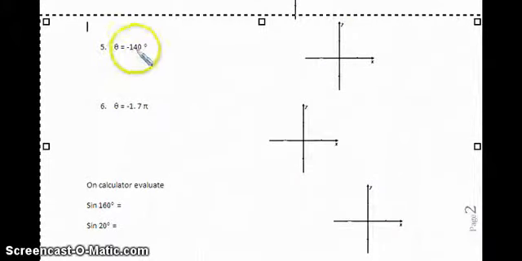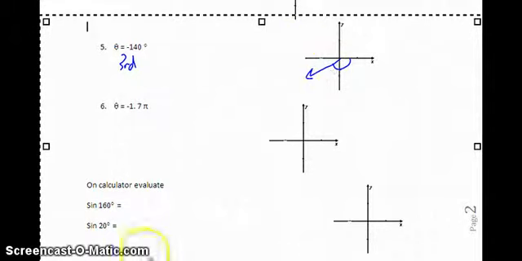Now if I'm dealing with a negative angle, if I want to draw negative 140 degrees, I'll start here and I'll go this way for negative. That'd be negative 90. To go all the way to here, that'd be negative 180. So I know I'm going to be in the third quadrant here. So I'm in the third quadrant for negative 140 degrees.